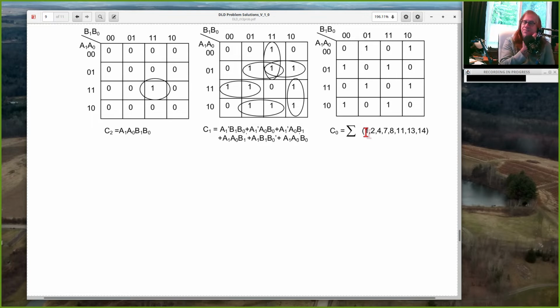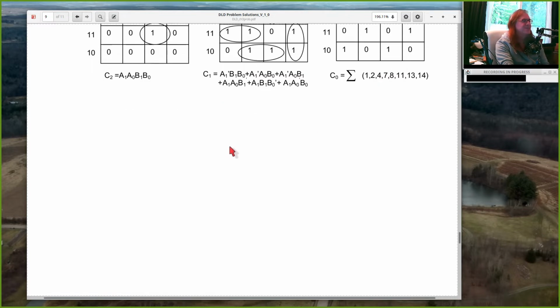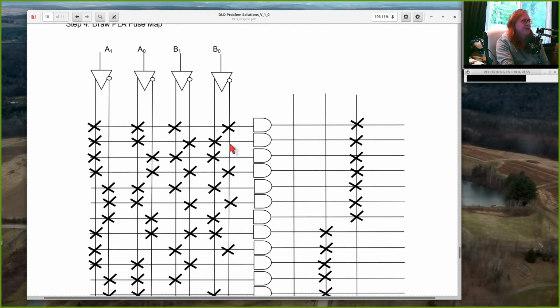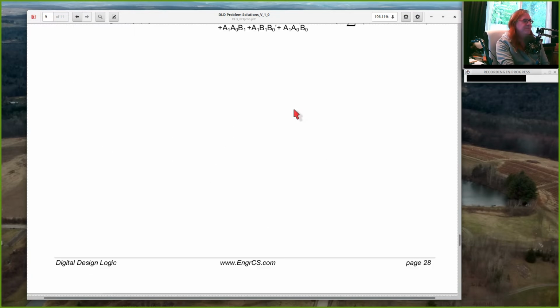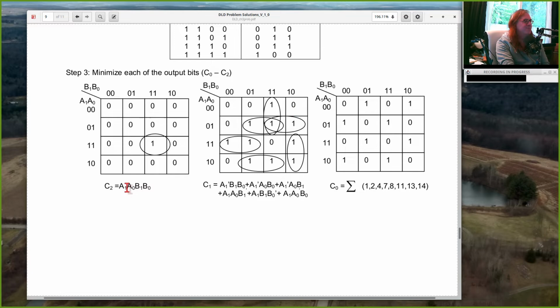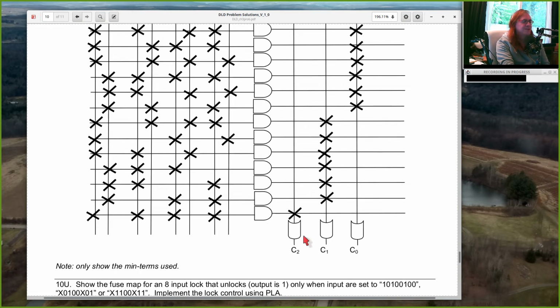So if you were to build this on a protoboard, a lot of circuitry, a lot of wires, a lot of chance for mistake, lots of power, physical space, etc. With a PLA, we can implement this by just drawing a fuse map. So for example, if our inputs are all 1, we want C2 to be a 1. So we've got this output C2, and we're going to take this as the output of an AND gate, which is driven from the uninverted 4 inputs.